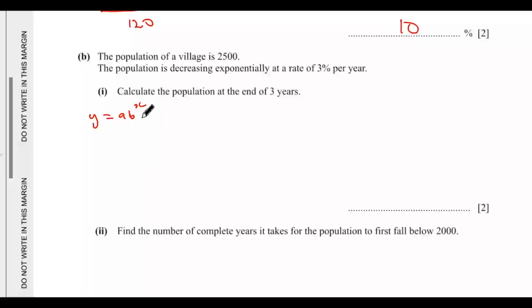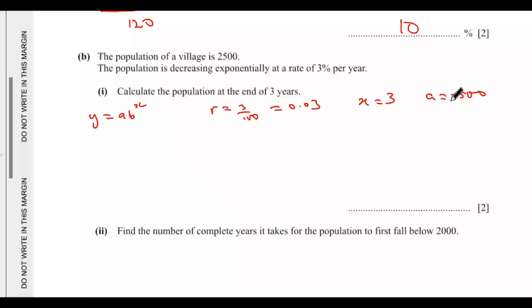Those are the formulae for b. It could be 1 plus r, it could be 1 minus r, depending on the type of growth you have, exponential decay or exponential growth. So x is the time. Let's write the parameters down. The rate r equals 3%, that is 3 over 100, which equals 0.03, and the time t, that is x, equals 3, and a is equal to 2,500, the current population.